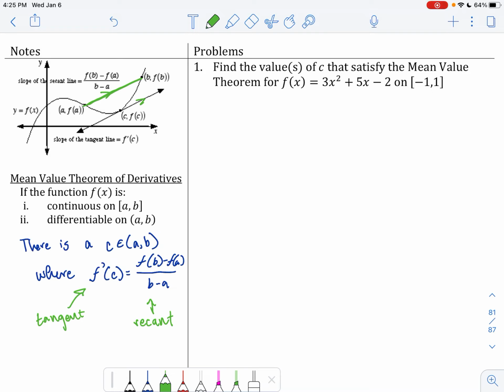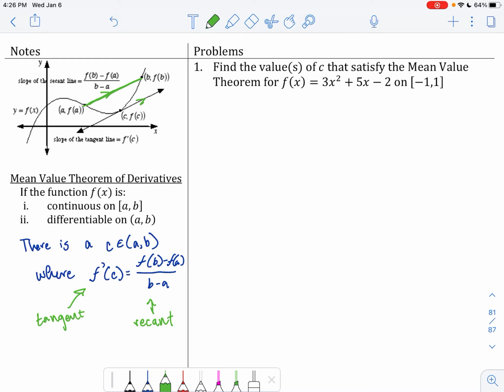One of the big tasks that we use the mean value theorem for is finding that place where the parallel line happens. So the first thing that we want to do, looking at our formula here, is find f prime, f of b, f of a, and b. This is the idea here. So find the value, or values, it could be more than one, of c that satisfy the mean value theorem for f of x is equal to 3x squared plus 5x minus 2 on the interval from -1 to 1.